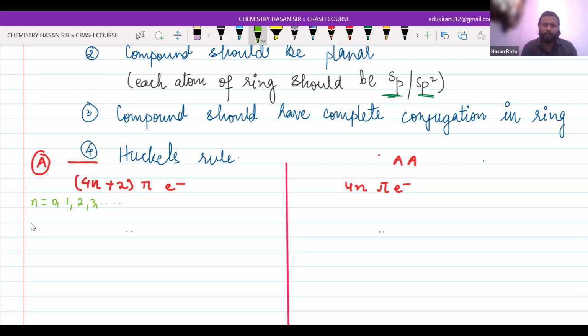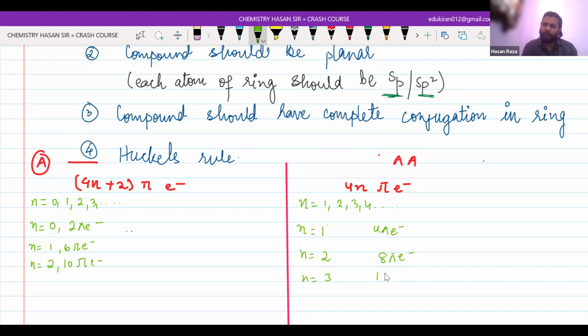If you put the value n equal to 0, you will get 2 pi electrons. If you put the value 1, you will get 6 pi electrons, and so on. If you put the value 2, you will get 10 pi electrons. And for 4n, n is a natural number 1, 2, 3, 4, 5, and so on. When n is 1, that means 4 pi electrons. It is a multiple of 4, the table of 4, so 8 pi electrons, and n equal to 3 means 12 pi electrons.